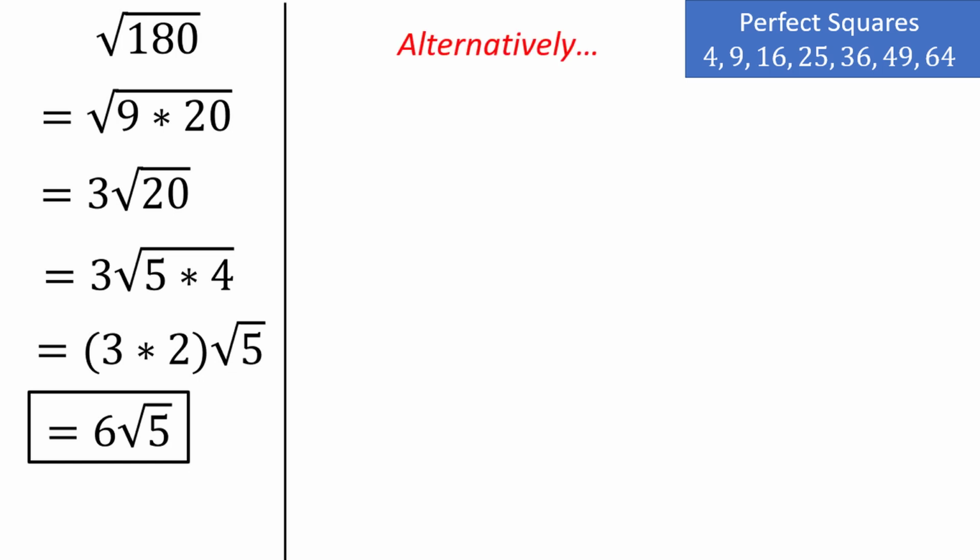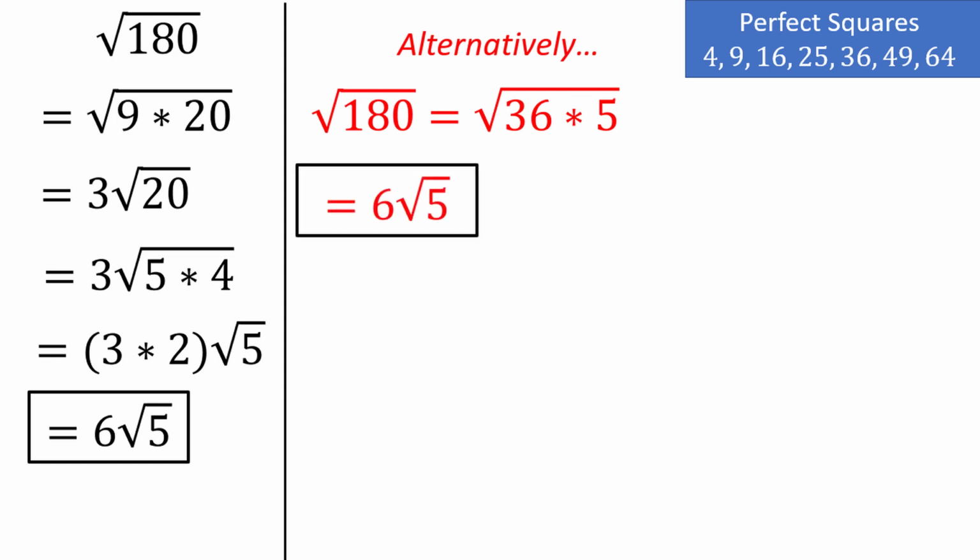It turns out that the square root of 180 can actually be rewritten as the square root of 36 times 5, which simplifies to 6 square root 5. So 36 is the perfect square we could have used to do this in one step. Of course, you might not always recognize the largest perfect square, and that's fine. It just means that you might need to go through the process a few more times.